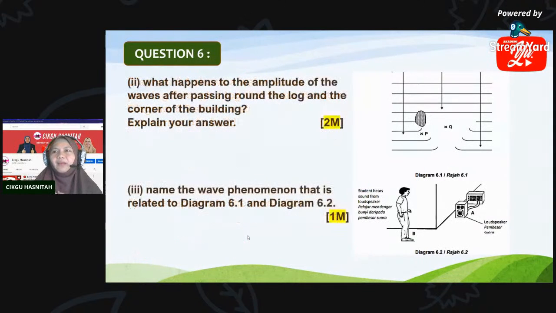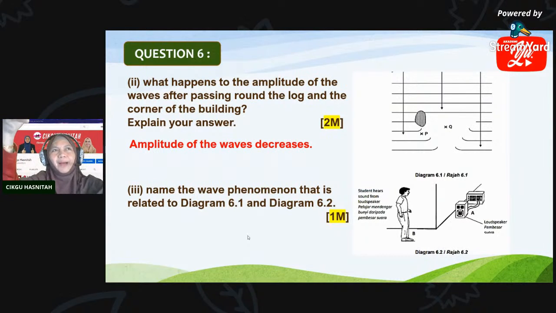Okay. Number 2, what happened to the amplitude of the wave after passing around a log? After diffraction, what happened to the amplitude of the wave? Remember diffraction? Any changes on the amplitude? Amplitude refers to energy. Okay, thank you. So amplitude of wave decreases. Okay, when the wave passes through a gap or passes through a barrier or an obstacle, its amplitude decreases. Means the energy decreases. Okay, so amplitude decreases.